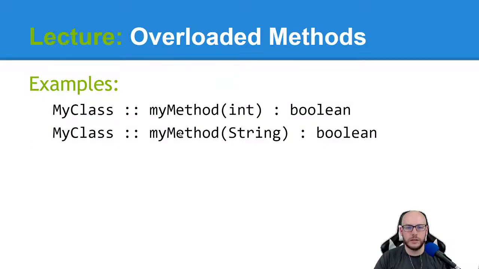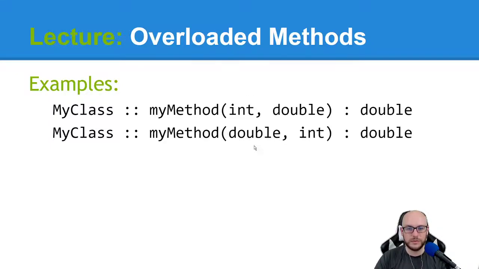Okay, here are some more examples of overloaded methods. These are just hypothetical methods. We have myMethod defined twice in my class, but notice that the parameters are different, in the sense that this one takes an integer, this one takes in a string. Here I have this version. These are technically different, so this is technically overloaded.